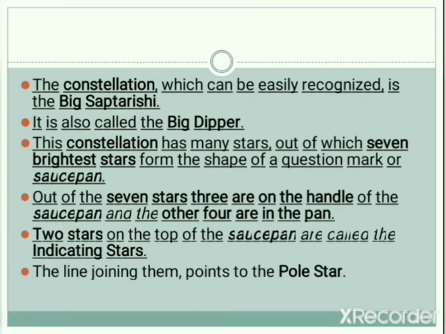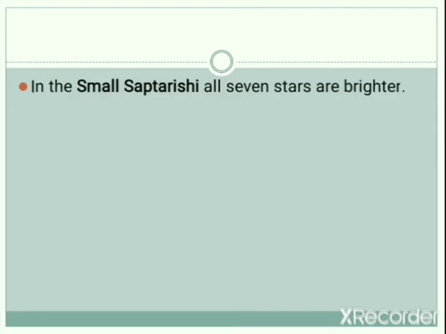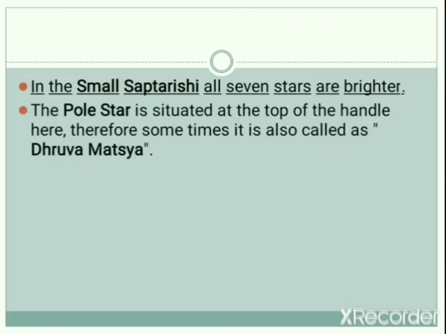Now the pole star is used by different travelers for finding directions. In the small Saptarishi, all 7 stars are bright. The pole star is situated at the top of the handle here. Therefore, sometimes it is also called Dhruvya Matsya.